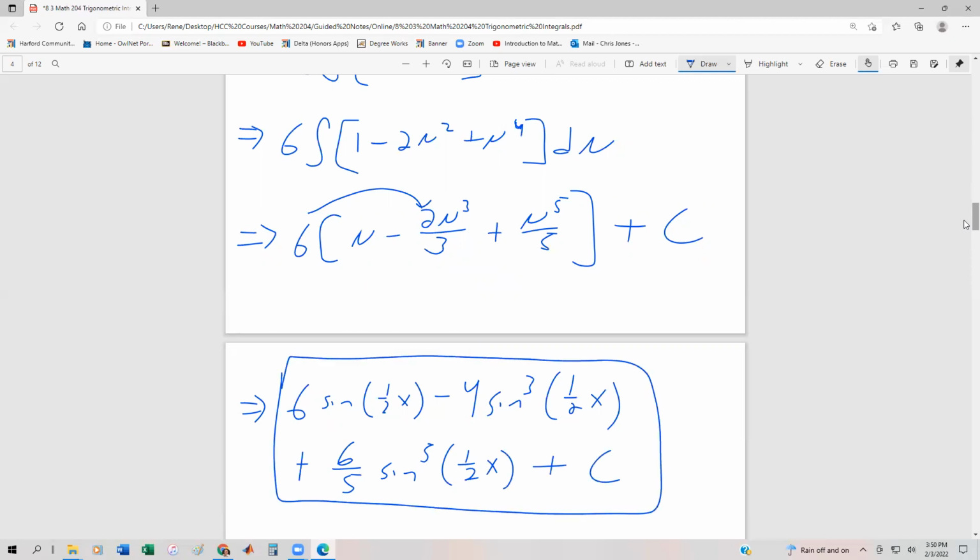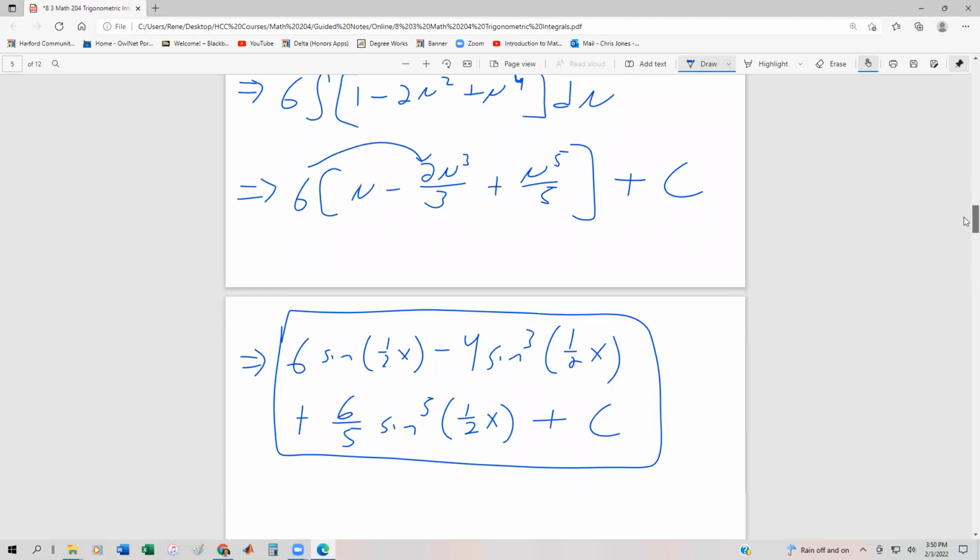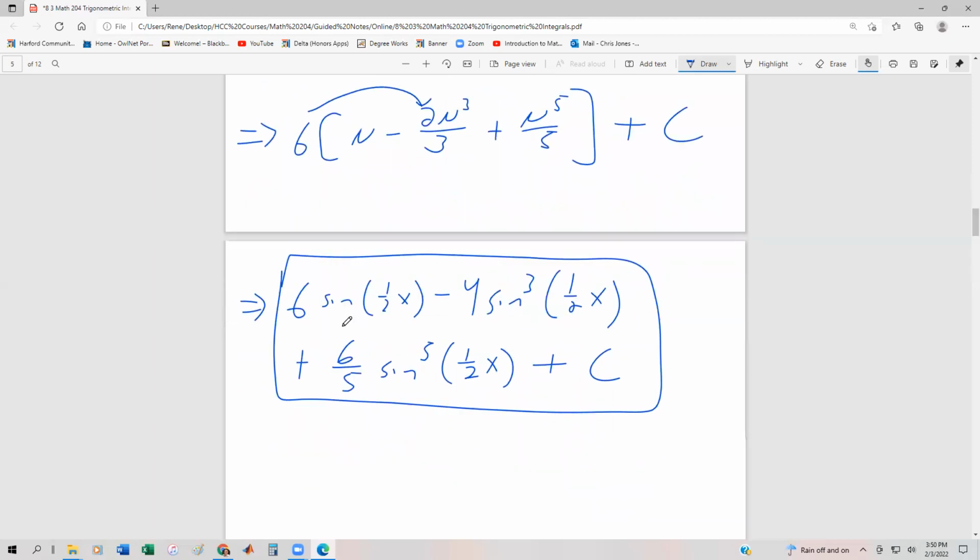Be wary when you're checking these if you use a computer algebra system, such as Wolfram Alpha or Symbolab. A lot of times with trigonometric integrals, it's going to give you a very strange sort of answer.